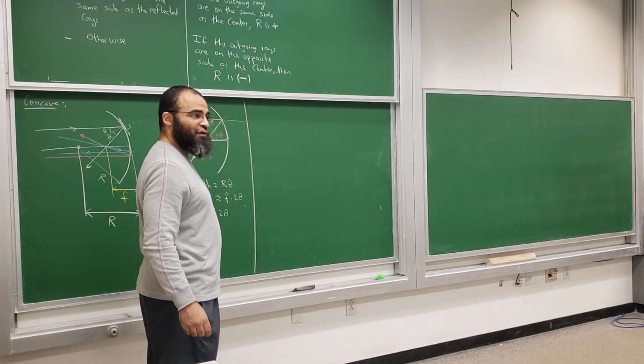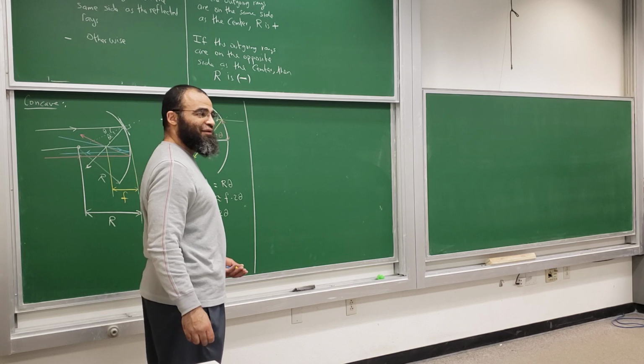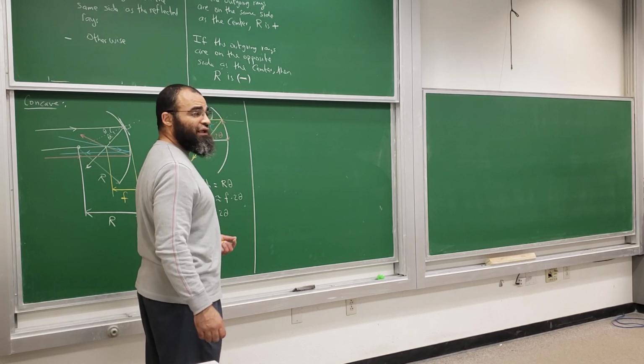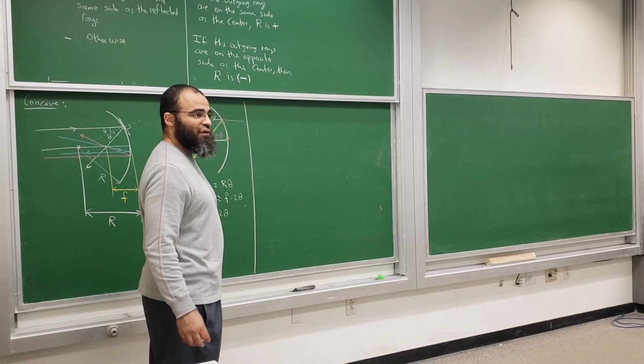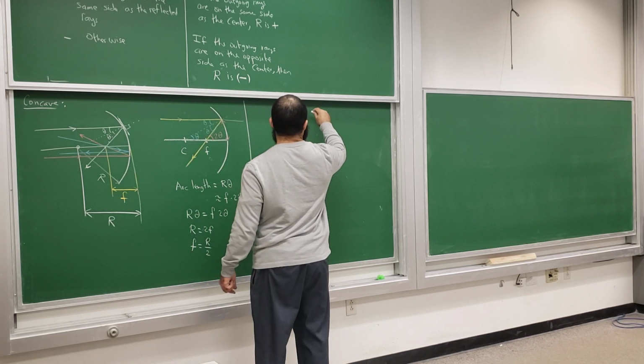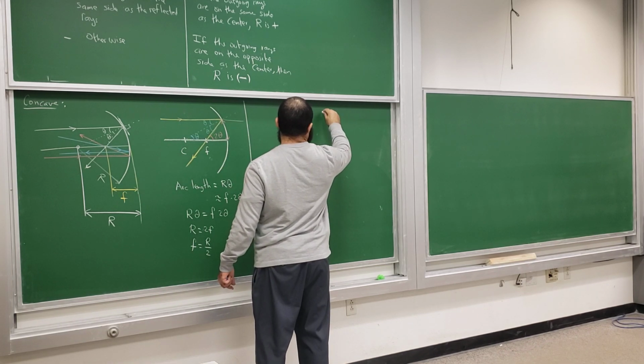I'm going to draw another one. I'll draw 3 rays. And in fact, you can draw any number of rays. They should all go where the image is going to form. So let's start with this.